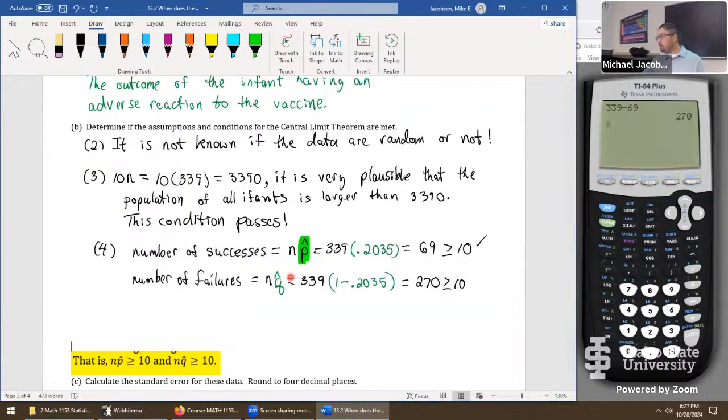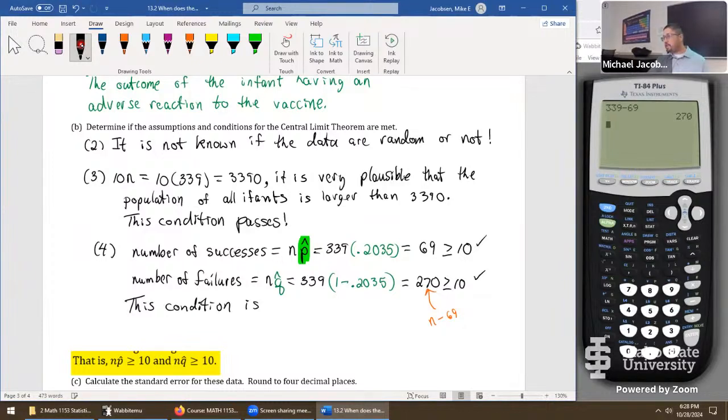Either use the full formula, or you could say, this is n minus 69 as our shortcut. But in either case, let's take a look at what we have. We have to have at least 10 successes, at least 10 failures. Put a check on both just to convey we found them. There's an awful lot of successes and failures, and so we can say this condition is met.